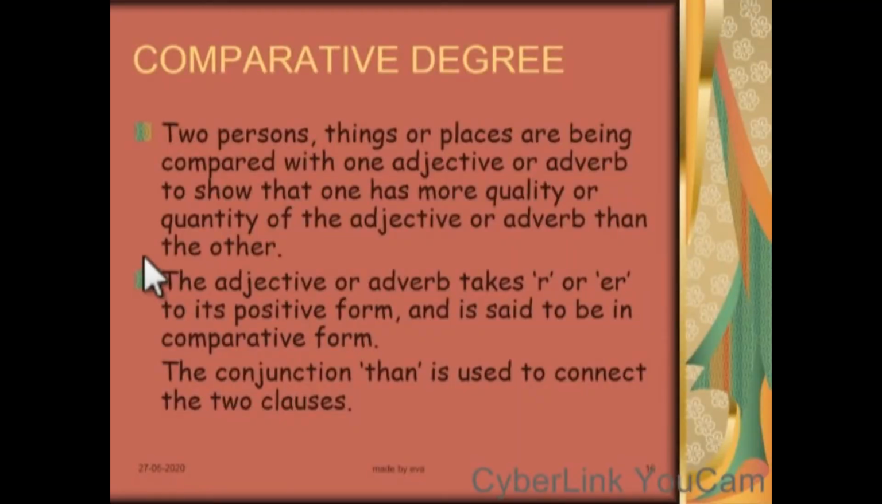Comparative degree. At first, you have already known about the structure of comparative degree. Now see, two persons, things or places are being compared with one adjective or adverb to show that one has more quality or quantity of the adjective or adverb than the other. There you find the adjective or adverb takes 'more' or 'er' to its positive form and is said to be in comparative form. The conjunction 'than' is used to connect the two clauses.